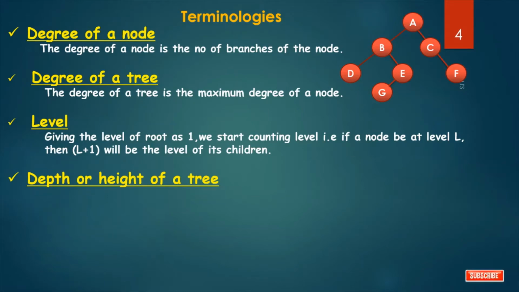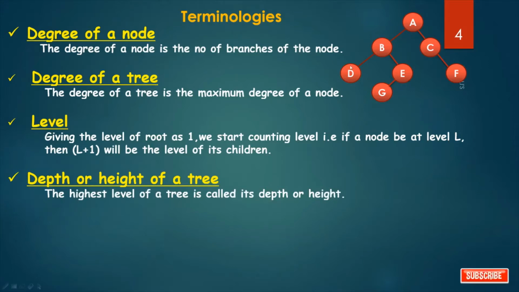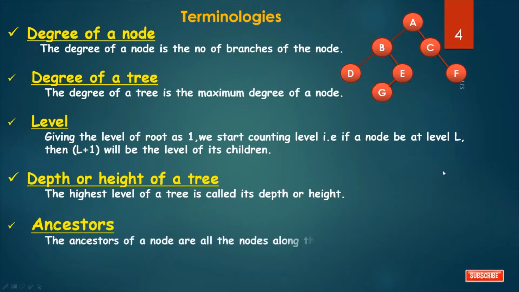Depth or height of a tree. The highest level of a tree is called its depth or height. Here the highest level is 1, 2, 3, 4. So, the depth or height of this tree is 4. Ancestors. The ancestors of a node are all the nodes along the path from the root to that particular node. So, the ancestors of G are E, B and A. Ancestors of F are C and A. Ancestors of D are B and A, in this way.